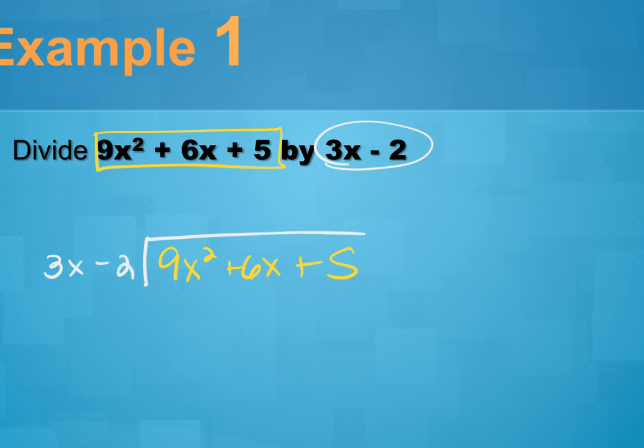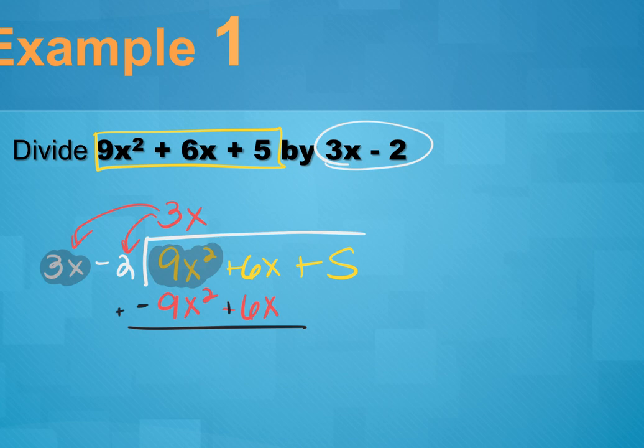And then I only focus on first times first. So whatever I'd have to multiply 3x by to get to 9x squared is what I put over it. What would I multiply 3x by to get to 9x squared? 3x. And then I multiply that times both the terms on the outside. So it gets multiplied by 3x first, I get 9x squared. And then it gets multiplied by negative 2, and I get negative 6x. With me so far? Okay, then we change our signs and add. You can subtract, it's the same thing, but again, people make some weird mistakes when you start subtracting negatives. So my advice is change your signs here and then add these.